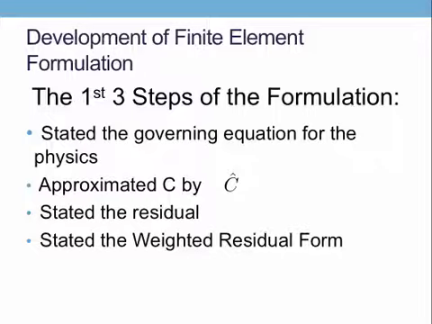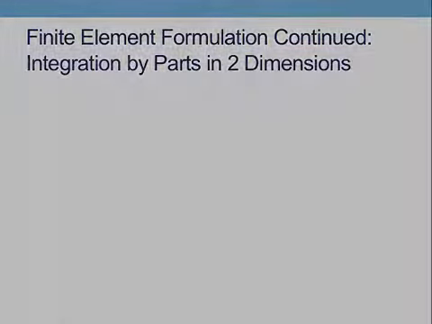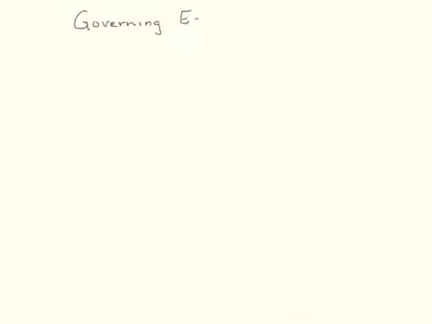We started by stating the governing equation for the physics. That was our partial differential equation and our starting point. So the first three steps: we approximated C by C hat, we stated the residual, we stated the weighted residual. Now it's time to move on to integration by parts in two dimensions. We developed the governing equation, and then we took the first three steps of the finite element formulation.